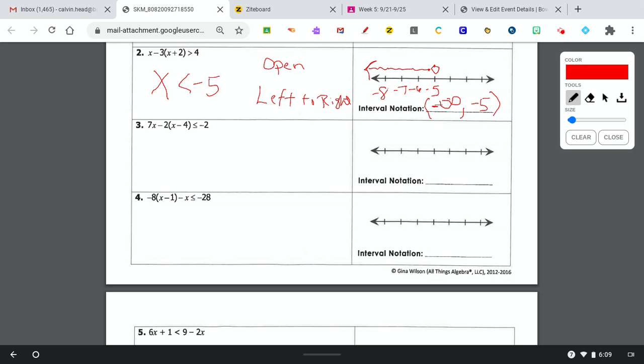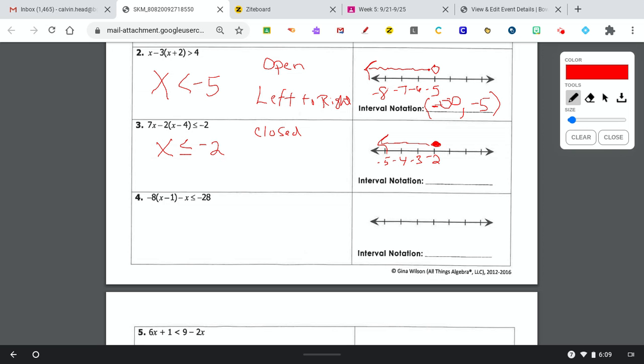Okay? Let's look at number 3. The answer is x is less than or equal to -2. This is going to be a closed circle. Okay. Let's graph it. So we got -2, -3, -4, -5. I'm going to put a closed circle right over the top of -2. It's pointing to the left.